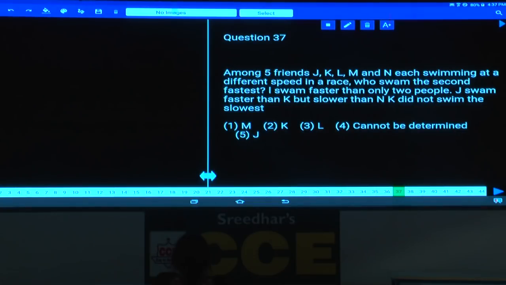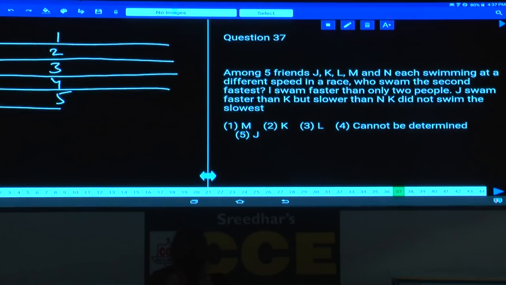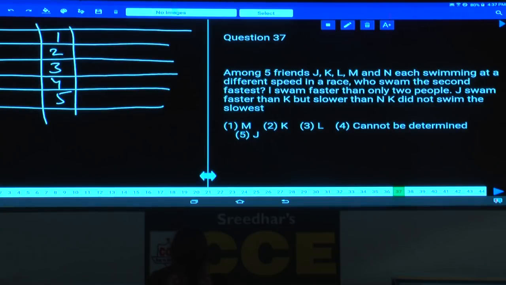Among 5 friends J, K, L, M and N, each swimming at a different speed in a race, who swam the second fastest? Isn't it? Now the question is about the person who swam the second fastest, meaning we need to identify the person who comes at the second position. Then condition number 1, I swam faster than only 2 people. As I swam faster than 2 people, hence I must be at the third place.